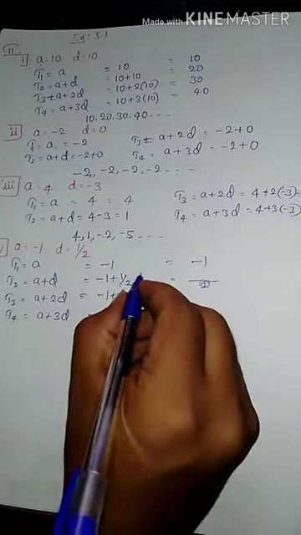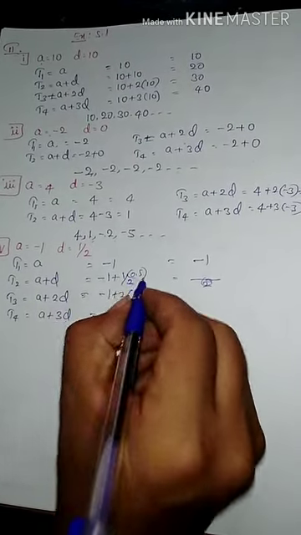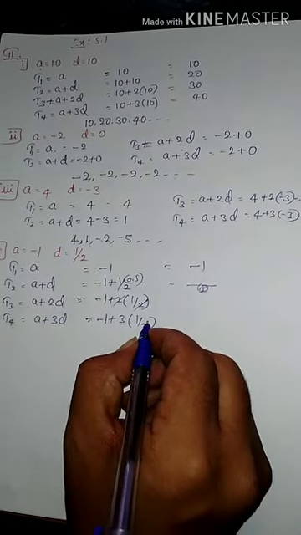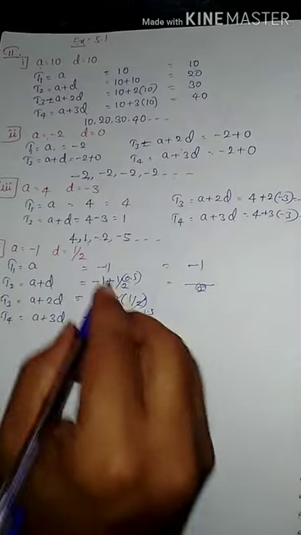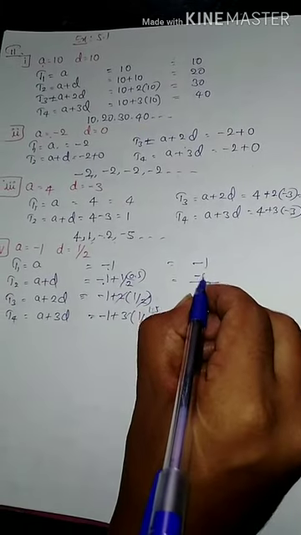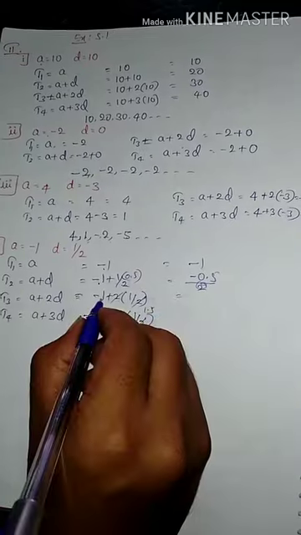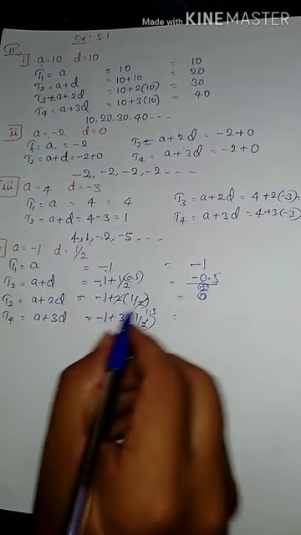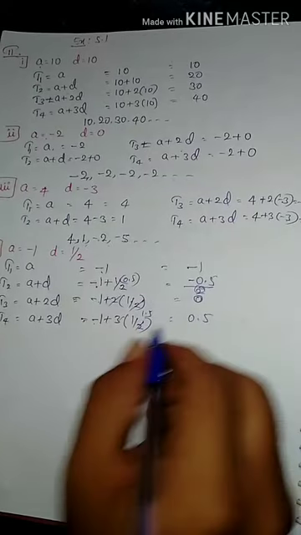Otherwise, 1 by 2 is nothing but 0.5. The 2 gets cancelled here. So 2 ones are 2, 1.5s are... Minus 1 as it is. Minus 1 plus 0.5 is minus 0.5. Minus 1 plus 1, 0. Minus 1 plus 1.5 is plus 0.5.